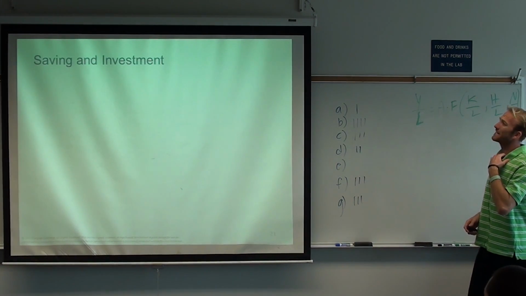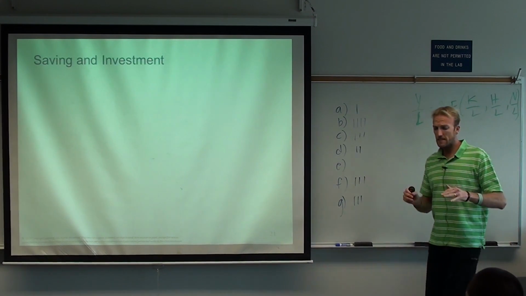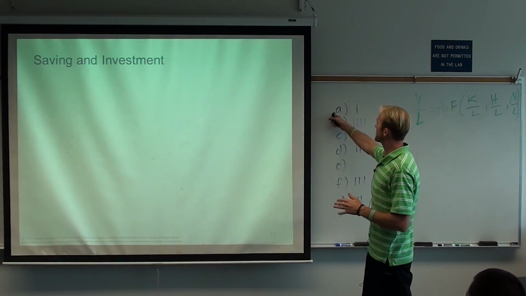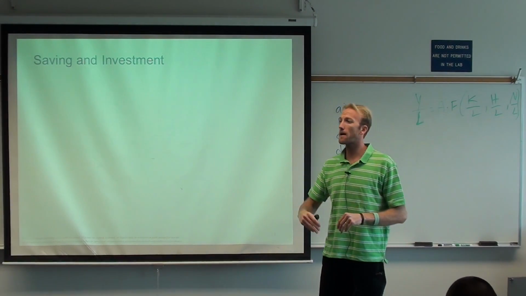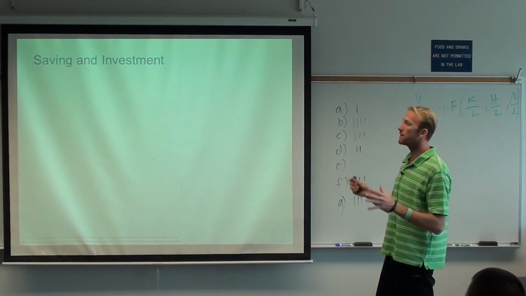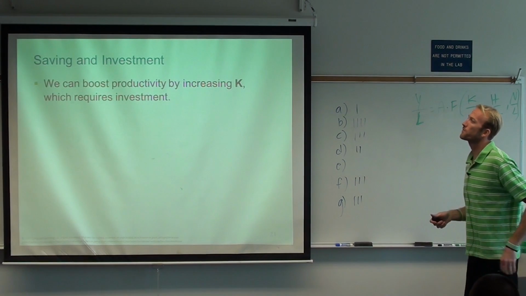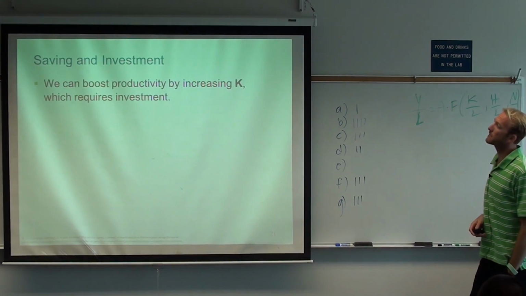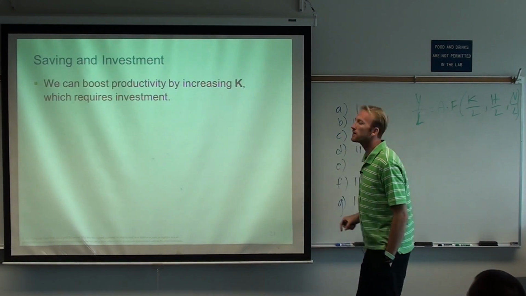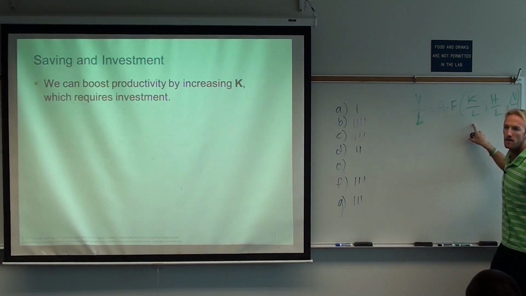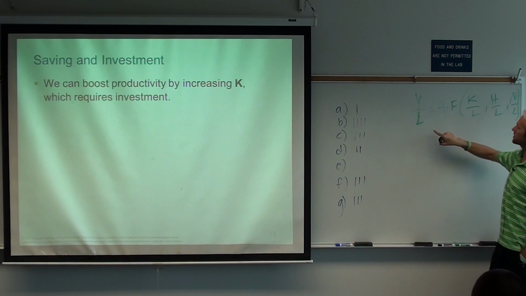Okay, so the first is this idea of savings and investment. And this corresponds to A and B, the tax incentives for the companies to buy machines and capital, physical capital, and invest in their companies. So we can boost productivity by increasing K, right? So if we increase K, we'll increase K over L, increase Y over L.